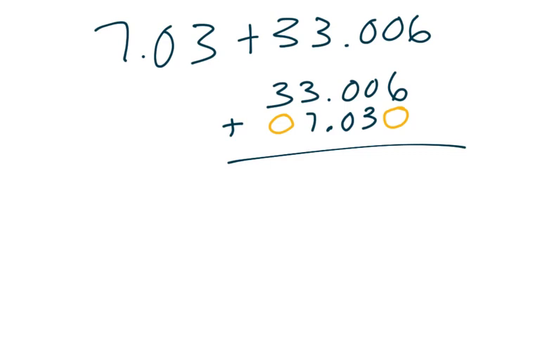That just makes it easier to make sure I'm lined up by decimal point and place value to do my addition. So now I'm just going to add, as usual, from right to left. So 6 plus 0 is 6, 0 plus 3 is 3, 0 plus 0 is 0. My decimal point comes straight down, okay? 7 plus 3 is 10, I write a 0, regroup my 1, 3 plus 1 is 4, plus 0, also 4. So my answer here is 40 36/1000ths.